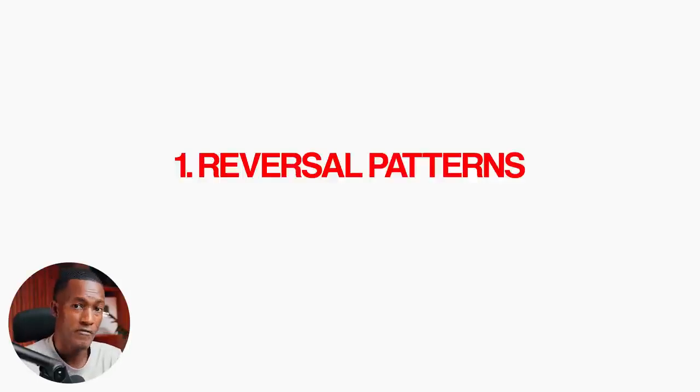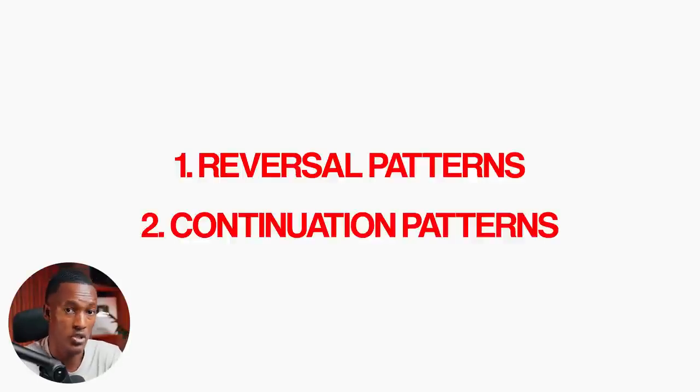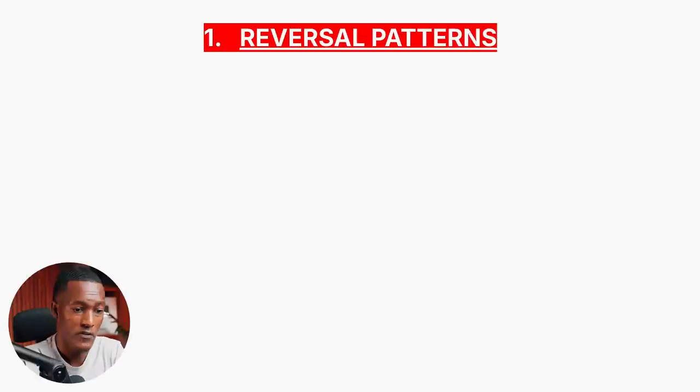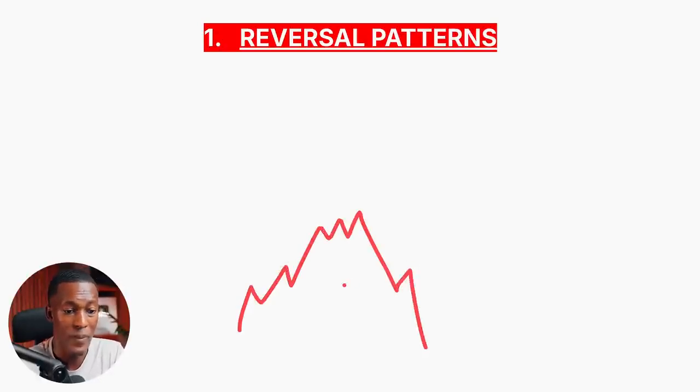We basically have reversal patterns and then continuation patterns. So let's start off with reversal patterns. Now you guys do understand that the price is always going to move, say in an uptrend, but then at some point it's going to reverse. So if I could give you an example, say we had this as an uptrend, at some point the price is finally going to reverse and finally push back to the downside.